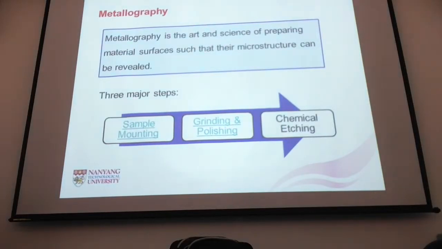In order to see the microstructure, we need metallography. Metallography is the method to prepare the material surface smooth and clean to see its microstructure. There are three major steps. One is sample mounting, the second is grinding and polishing, the third is chemical etching. Sample mounting is used because we do not need a large piece of material, just a small amount mounted in polymer. Grinding and polishing make the material surface clean and smooth. Chemical etching reveals the microstructure more clearly.